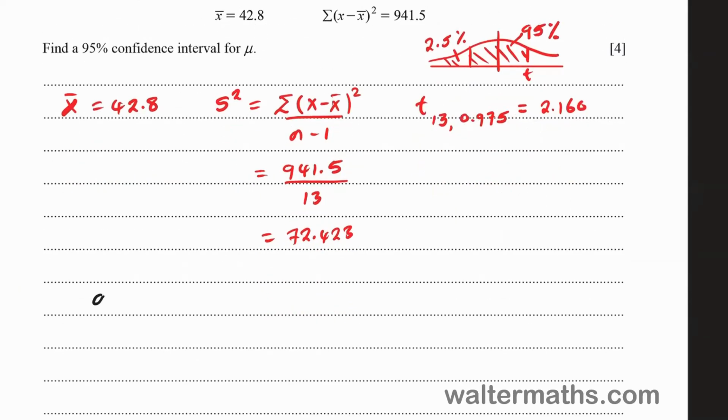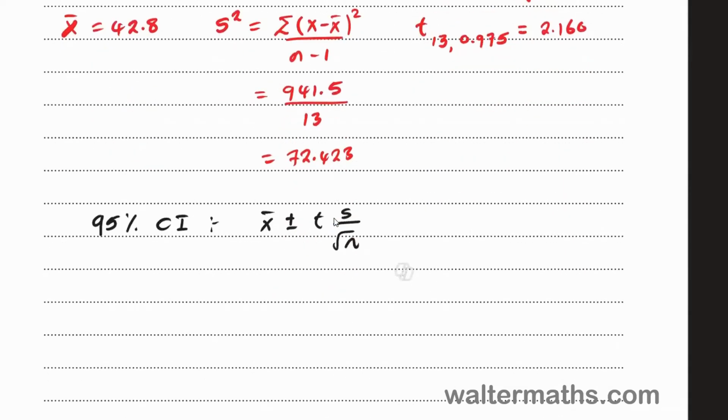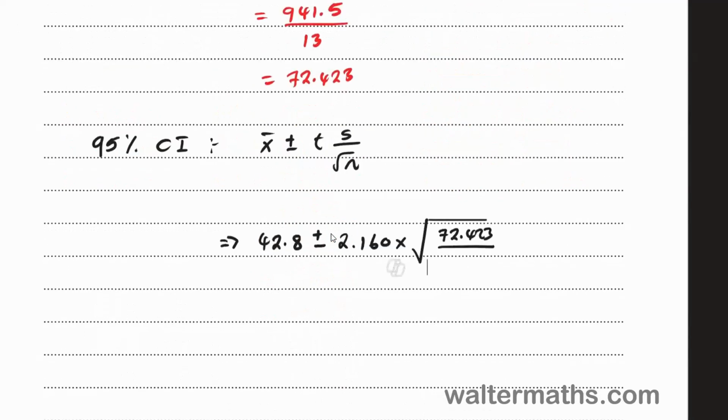So we're now saying for the 95% confidence interval, it will be found by X bar plus or minus the critical T value of S over root N. So in this case, that's going to be X bar is 42.8, and that's plus or minus the critical T value, that's 2.160 times square root of then S squared, that's 72.423, and that's over N. N is 14, so 14 here.